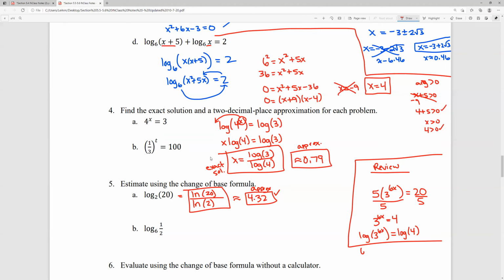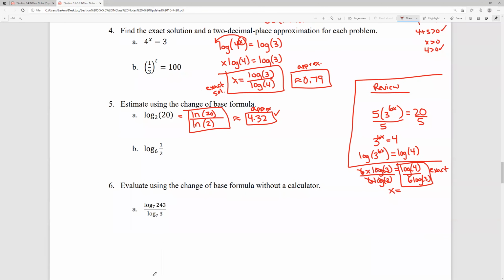So then we pull the 6x to the front. That'd be 6x log of 3 equals log of 4. Again, just using our property of the exponents on a log in the argument. And then we divide not only by log 3, but also by 6. You have to divide everything that's not x to the other side. So this would be the exact answer, if they ask for the exact. And then if we want the approximate, we would type that into our calculator.